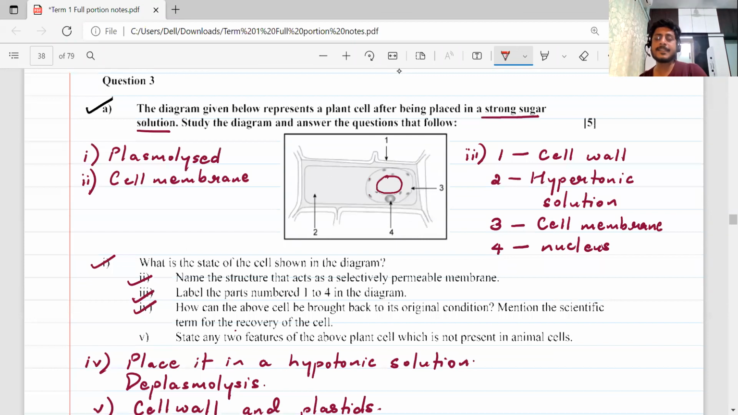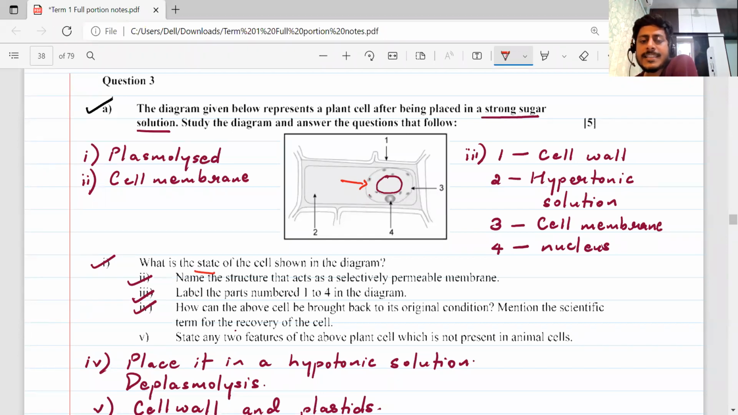Move down. This is the diagram that we are looking at. Don't get confused by these multiple layers over here. These are still cell wall only. That's the cell wall, multi-layered or thick. The shrunken part away, this part over here, is your cell membrane, which you see as 3. So here they'd ask what is the state. We can write plasmolysed.